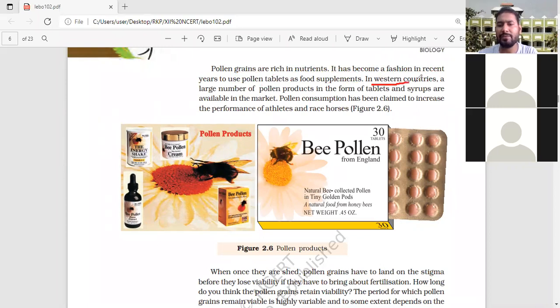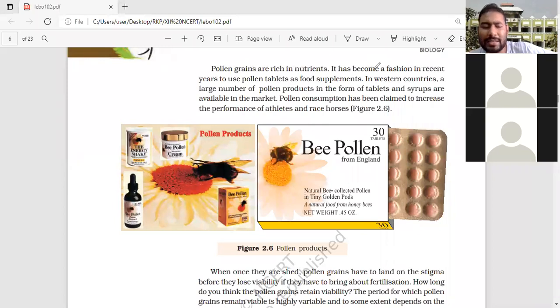Now in western countries, meaning USA, England and others, a number of pollen products in the form of tablets and syrup are available in the markets, but in India it is not so common. They are selling, but it is less in quantity. In western countries they are selling in huge quantities. Pollen consumption has been claimed to increase the performance of athletes and race horses. Sometimes these pollen grains can also enhance your energy level.